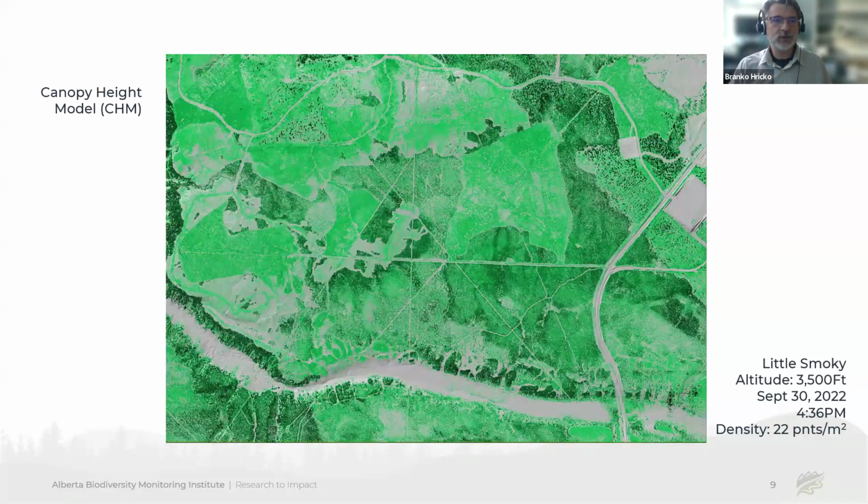We also use the canopy height model. So the canopy height model, on the contrary, pretty much ignores topography through the process of normalization and models vegetation. In this snapshot, the darker green represents taller vegetation and lighter green represents smaller vegetation, so smaller heights.